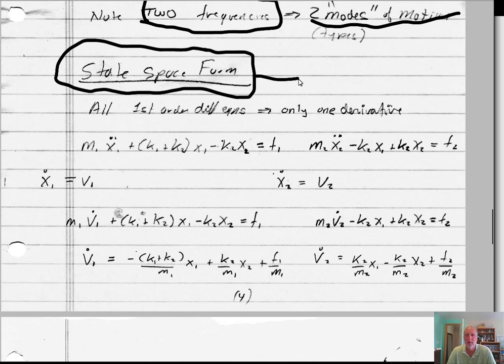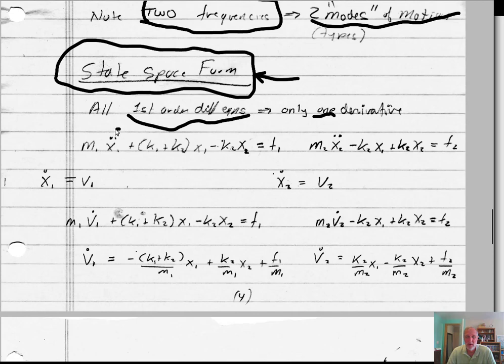And there's all kinds of software, including MATLAB functions, where you can just plug in the matrix form that you get from this, and you automatically get the solution. You don't even have to go through all the stuff we've been doing. It just does it automatically because you put it in standard form. Okay, the first key is that you have to get the problem into all first-order differential equations. That means only one derivative in each equation.